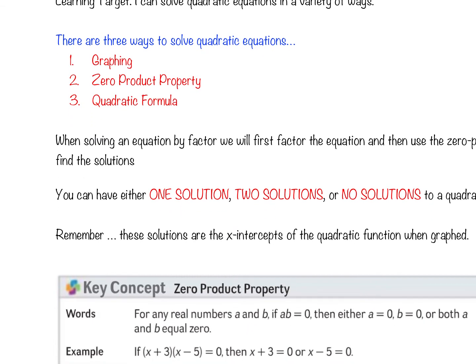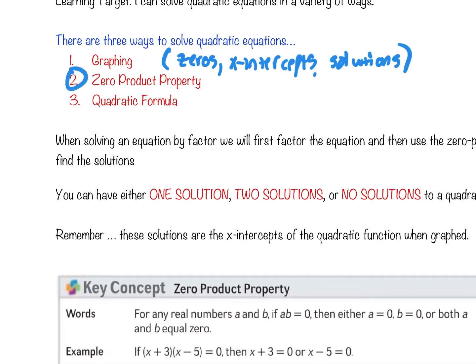Graphing, which we worked on earlier in the week. Remember, to solve by graphing, you just have to find the zeros or the x-intercepts. We also called those the solutions. Okay, so that's one way to solve a quadratic equation. Graph it, find where it crosses the x-axis. And then today we're going to use the zero product property and factoring to solve a quadratic equation. So that's what we'll work on today.